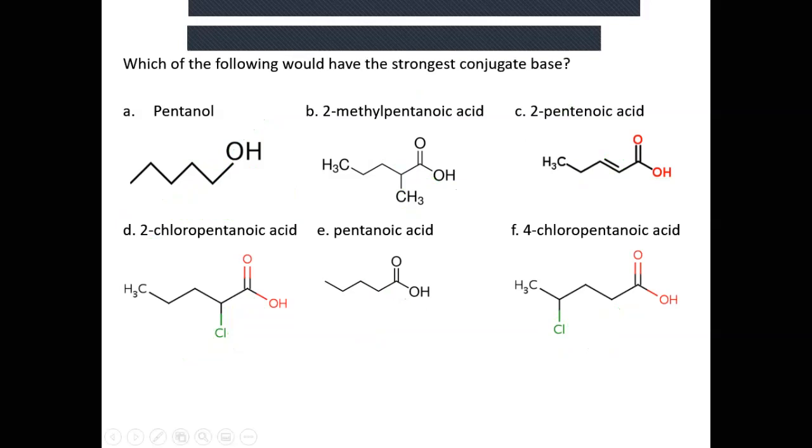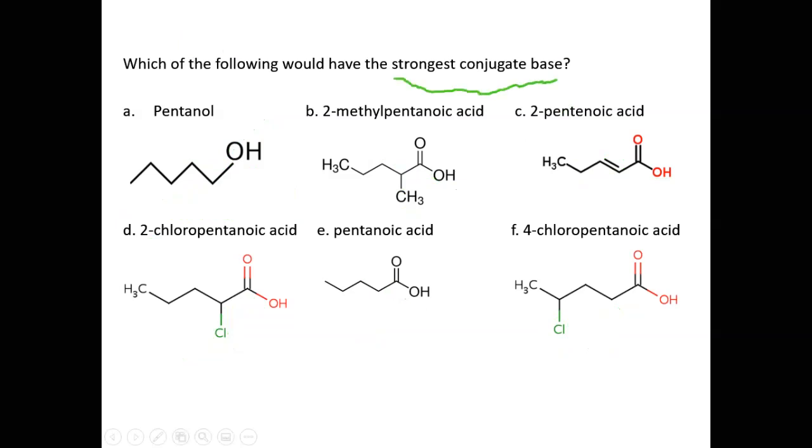And so which one would have the strongest conjugate base? So strongest conjugate base means weakest acid. So out of all of these, which one is the weakest acid? Can you pick it out?